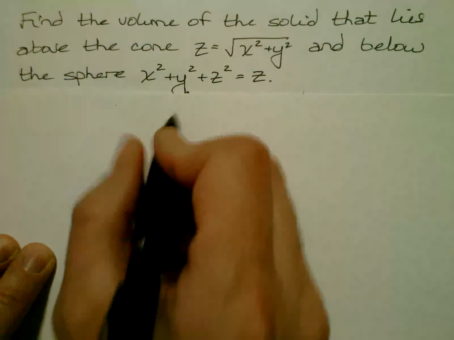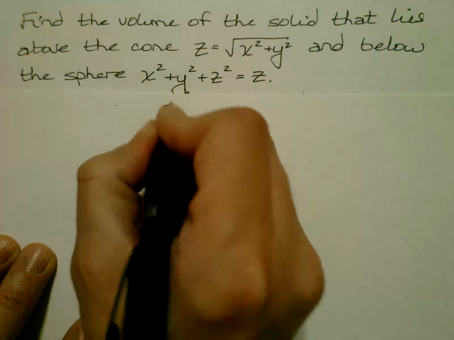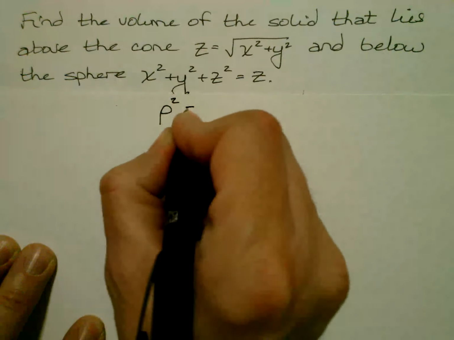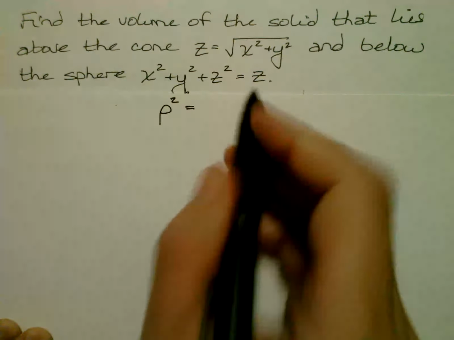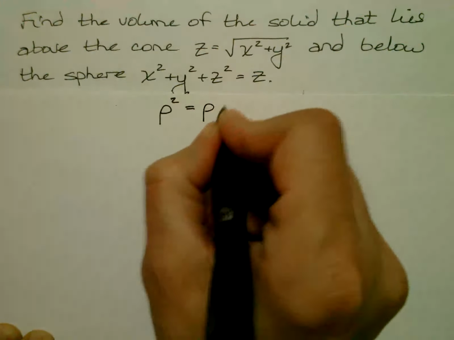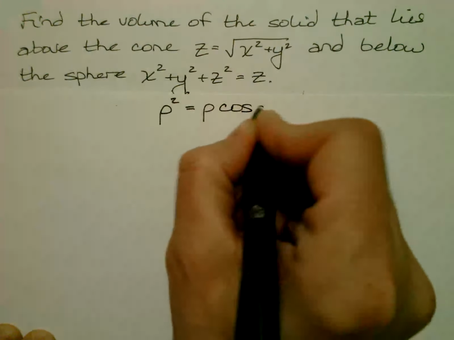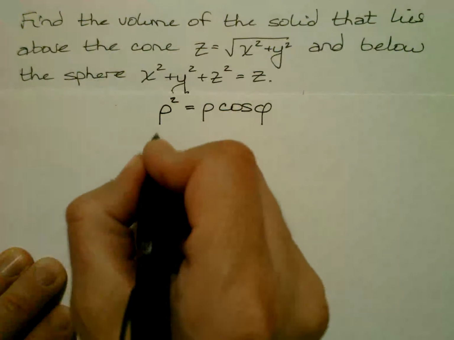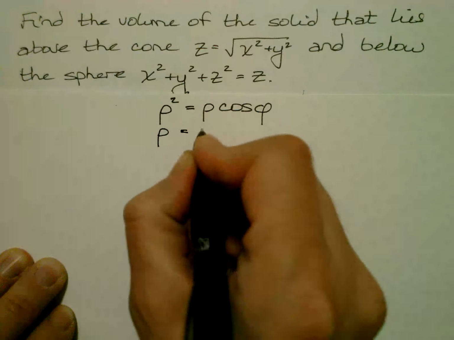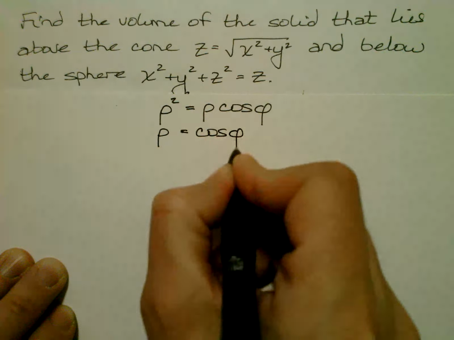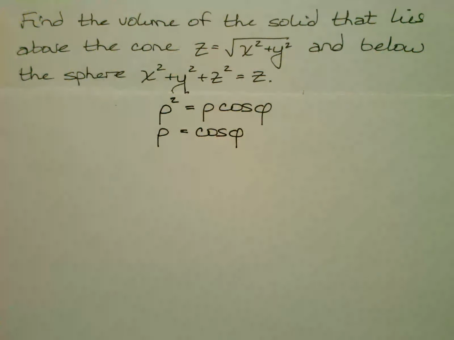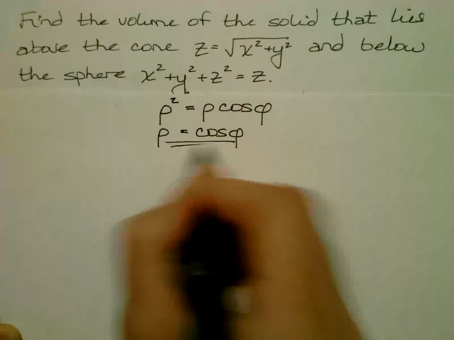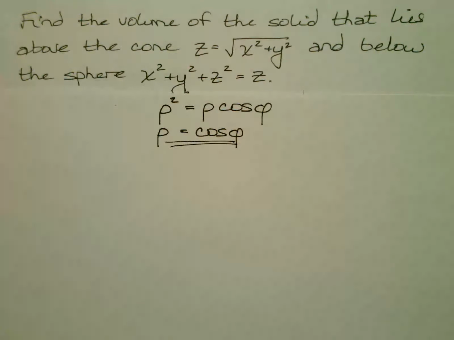x squared plus y squared plus z squared, well, that's rho squared, equals z. Well, z is rho cosine phi. I can divide both of those by rho with no problem. So I get rho equals cosine phi as the equation of that sphere. And that's nice, but I don't relate to that very well. I'm not sure where that is.